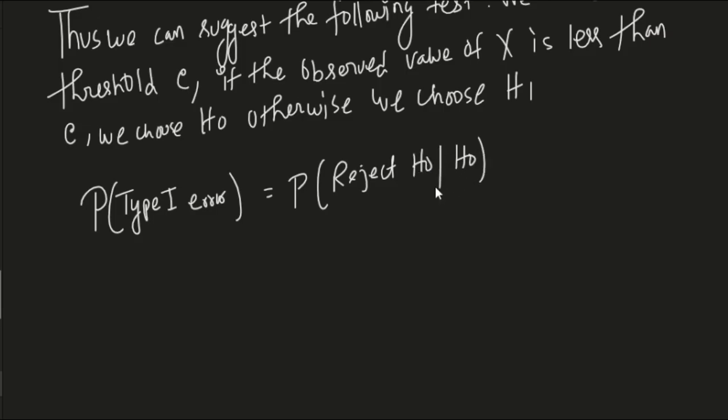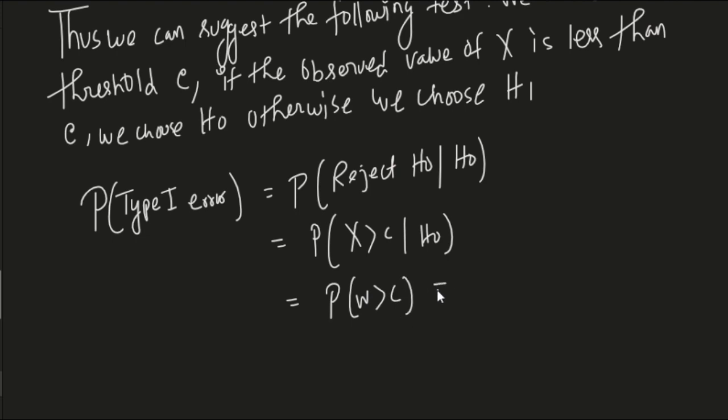Given that H naught is true, or given that H naught, right? This means that when we reject H naught is x greater than c, right? And when H naught is true, it's basically H naught. And this means x greater than c given H naught, under H naught, so when H naught is given, it means that x follows a normal distribution with mean 0 and variance 1 by 9, right? So this can be written as 1 minus phi of c, where phi is the standard normal CDF.